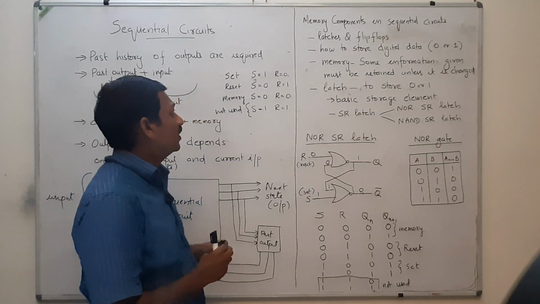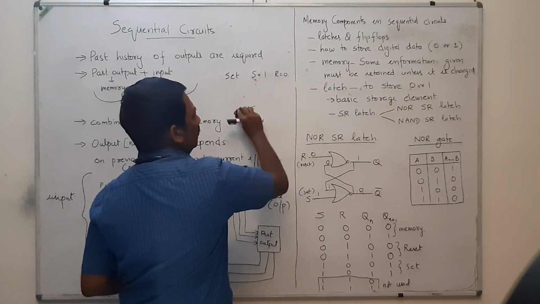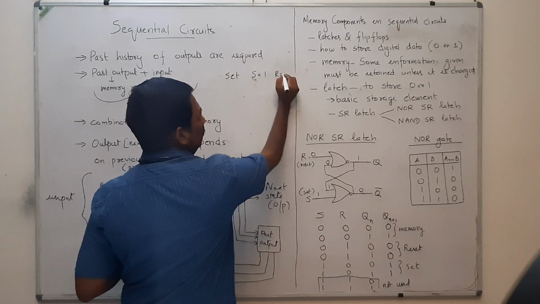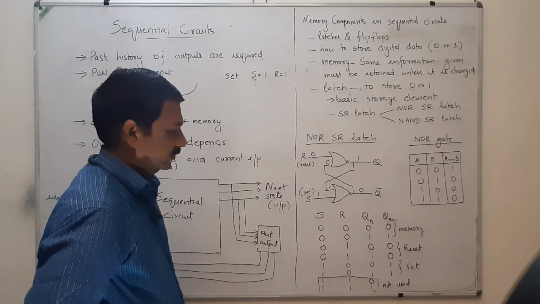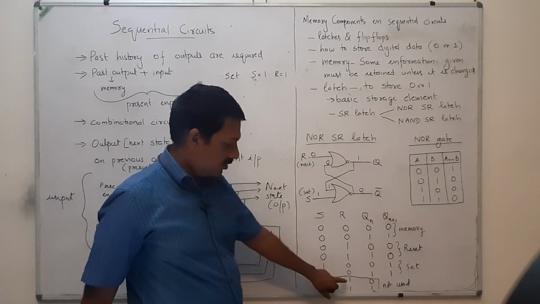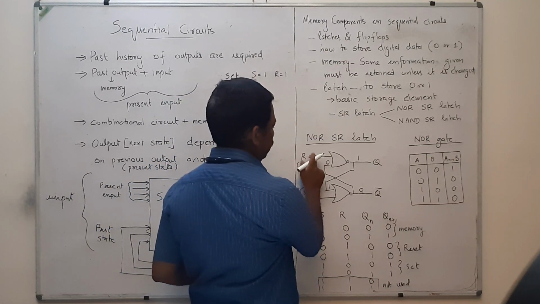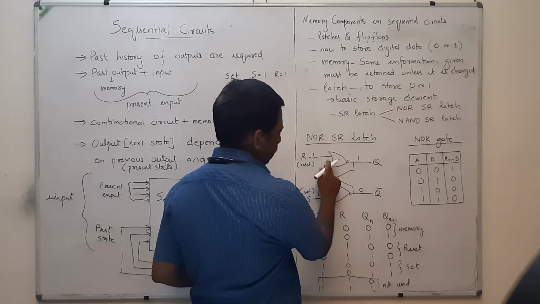Now what will happen if S is equal to 1 and R is equal to 1? Suppose that R is equal to 1 and S is equal to 1.